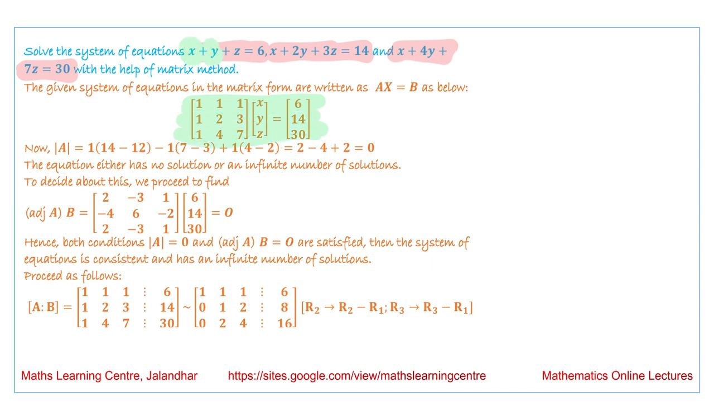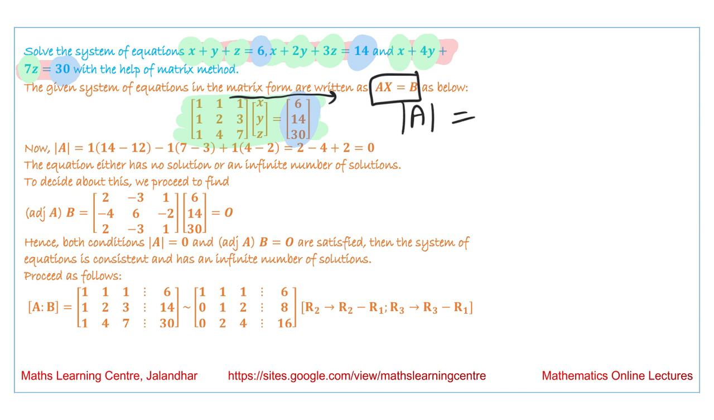It is 1, 1 and 1. Then it is 1, 2 and 3. Then it is 1, 4 and 7. Then the constant terms we have are 6, 14 and 30. Now to solve this system, this is the matrix A, and we have written it in the form AX is equal to B.